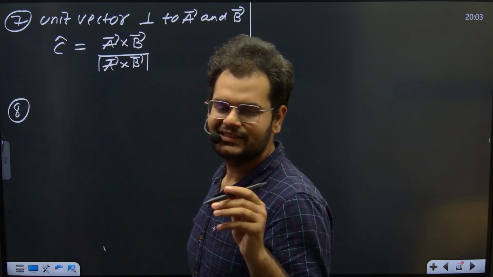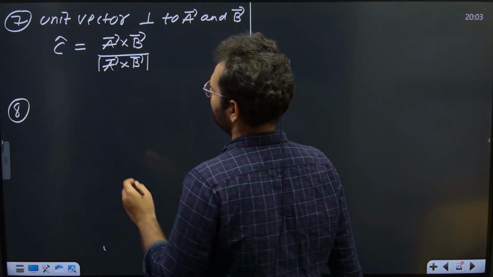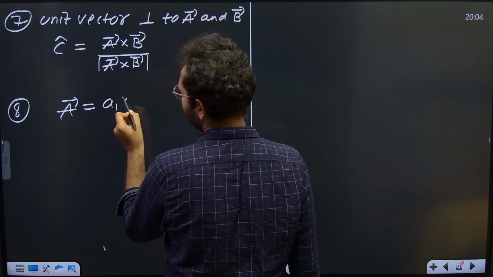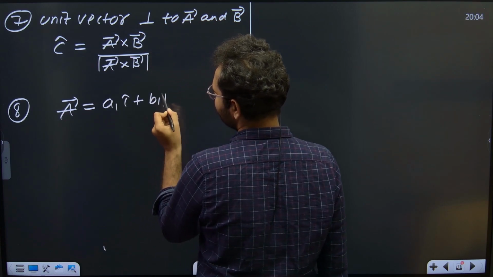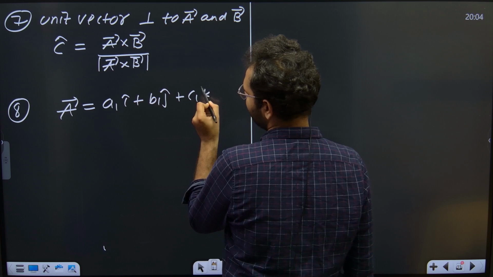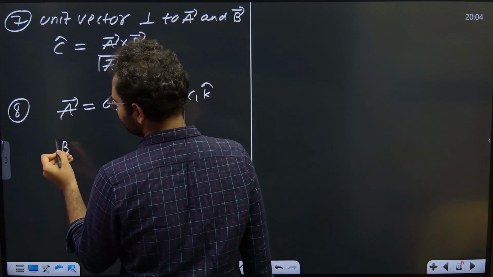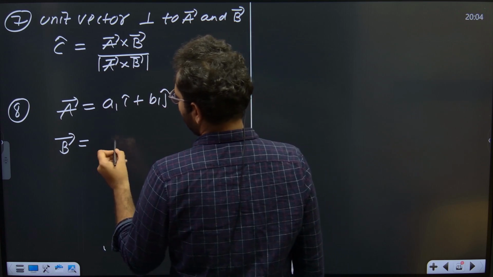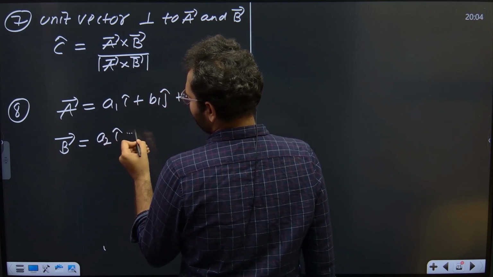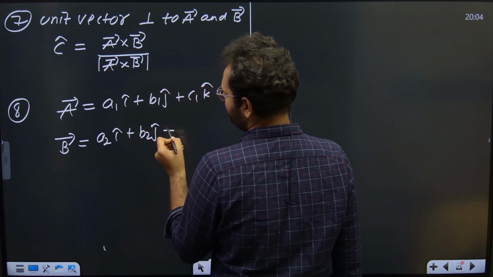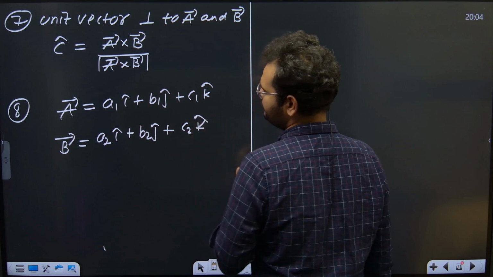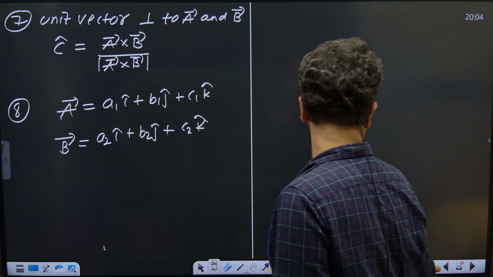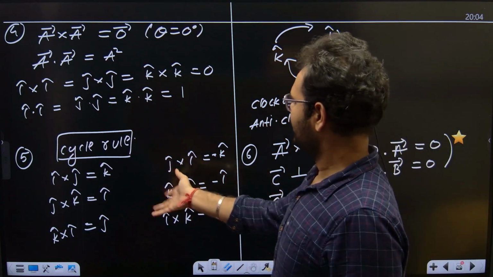If the vectors are given in rectangular form, that is A1 i cap plus B1 j cap plus C1 k cap, we are going to see many examples on cross product. Properties. A2 i cap plus B2 j cap plus C2 k cap. If someone asks me to find the cross product, do I have to do a lot of labor by this rule?